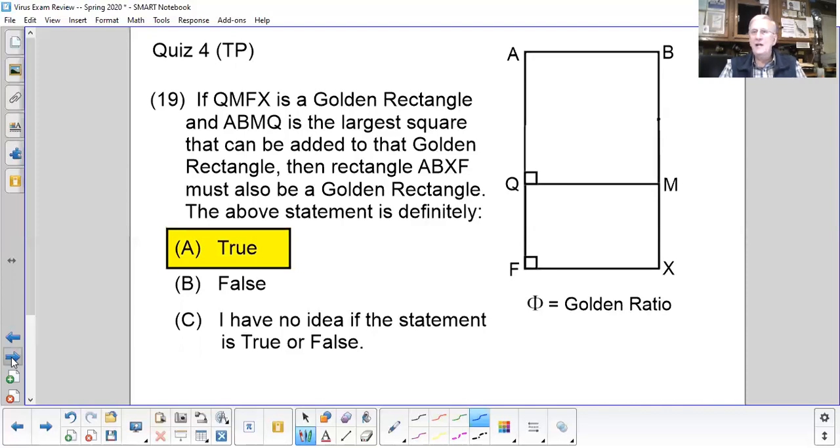If you add a large square to a golden rectangle, the largest square possible, you will obtain another golden rectangle. And you work the other way. If you take the largest square out of a golden rectangle, the rectangle left over is also golden.